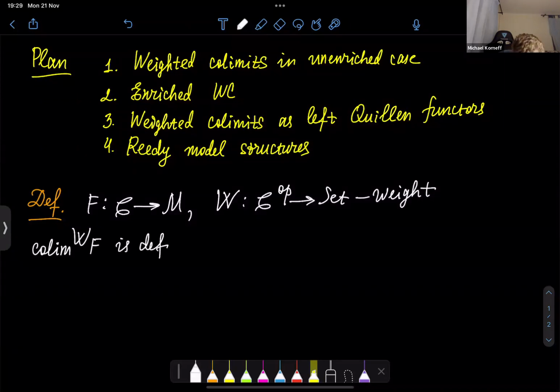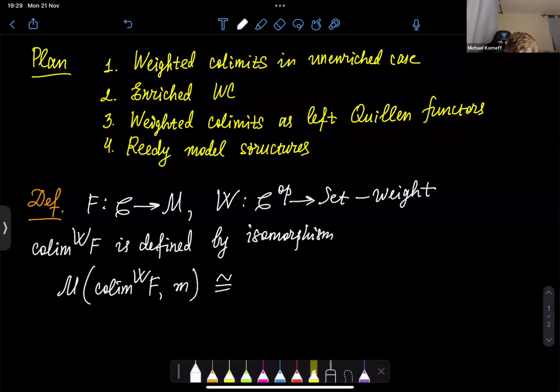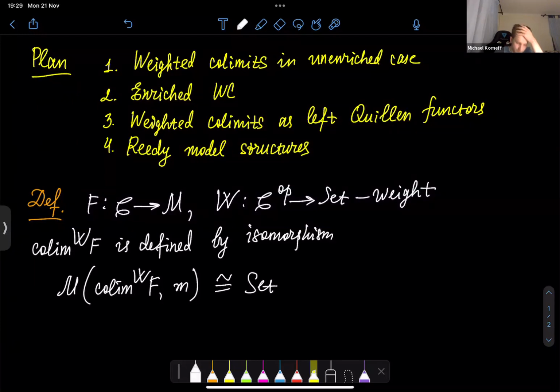This one is defined by isomorphism. Maps between this object and M, where M is an object of the category M, this set is isomorphic to the natural transformations between the functor W and this functor.